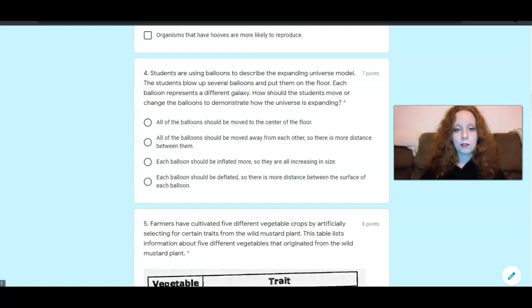Each balloon should be inflated more so they are all increasing in size. Well, if the balloons are galaxies, that would show expansion happening within the galaxies at least. And each balloon should be deflated so there is more distance between the surface of each balloon.